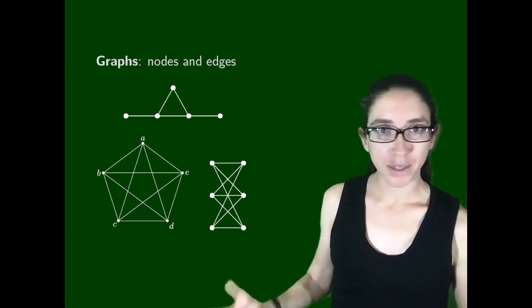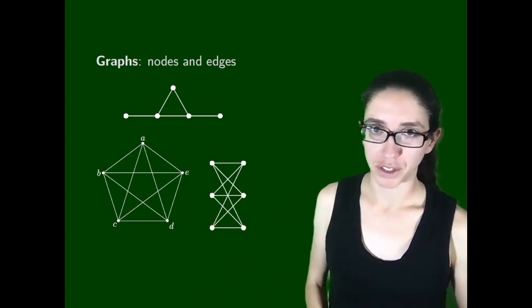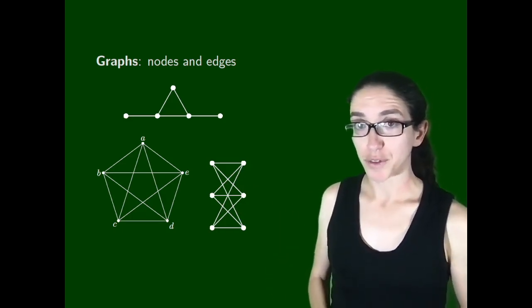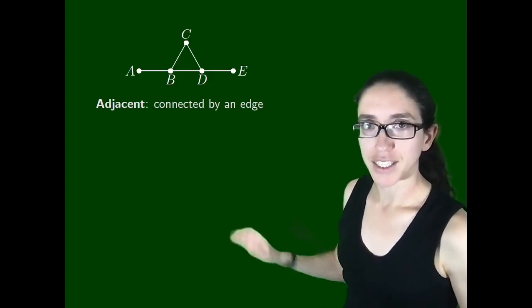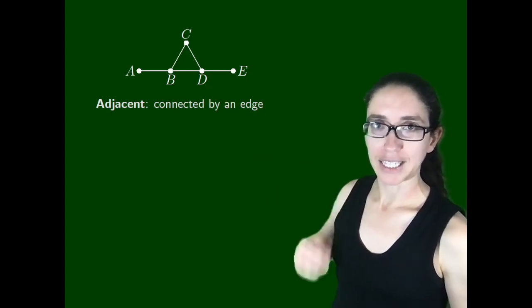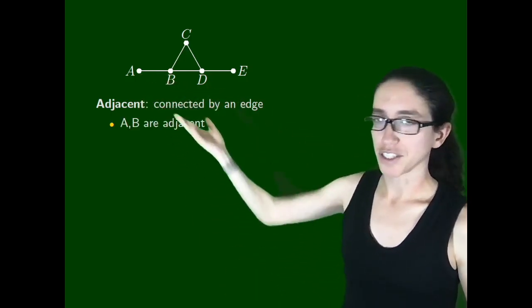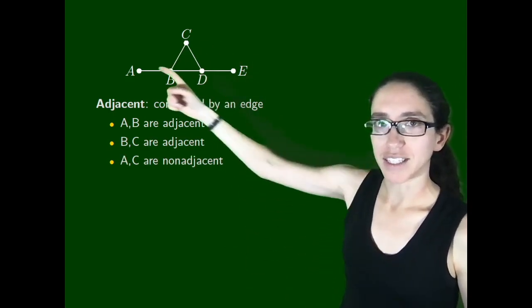So graph theory is very important in combinatorics, and we're going to study a lot of optimization problems in graphs later in the course, but for now let's just establish some basic terminology that really tells us what a graph is. One of the most important concepts in graph theory is the notion of adjacency. 2 vertices are adjacent if they're connected by an edge. So for instance, nodes A and B are adjacent here because they're connected by an edge. B and C are also adjacent, but A and C are not adjacent.